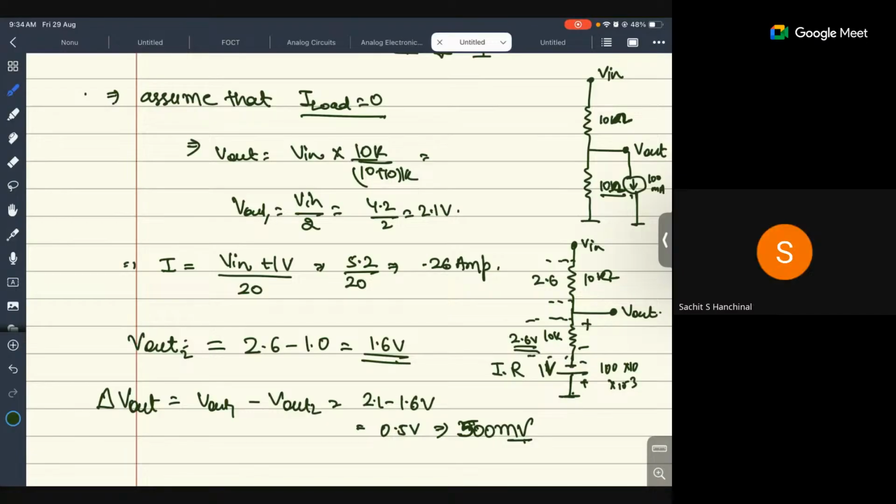Sir, I have one doubt. How do we know if a current source is going to ground or towards V out? Because it is saying in the statement. Read the statement carefully: the maximum load current delivered to the external circuit is 100 milliampere. That means current is going outside, because otherwise we can't deliver.